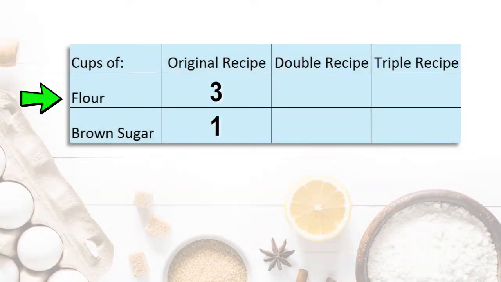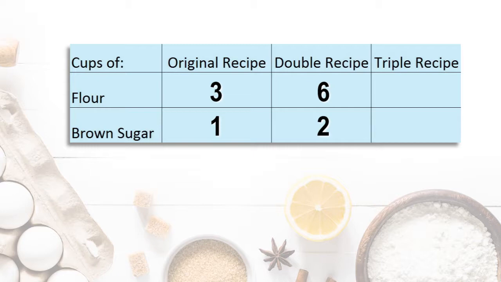The top row represents the number of cups of flour, and the bottom row represents the number of cups of brown sugar in the recipe for different situations. The first column is the original recipe. There are 3 cups of flour and 1 cup of brown sugar. The second column is the recipe doubled.